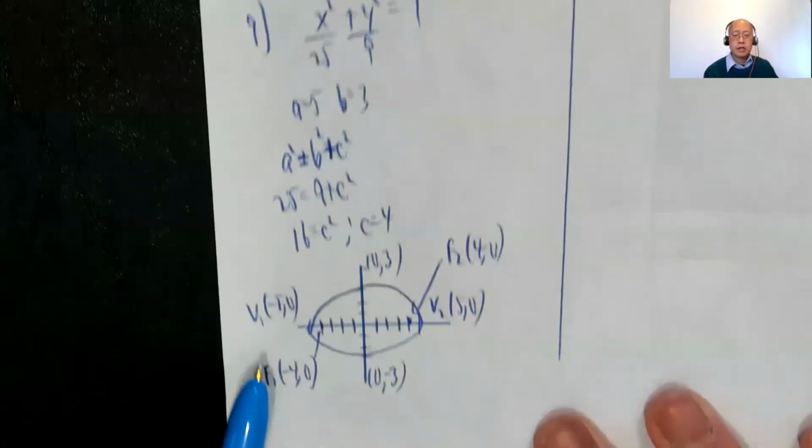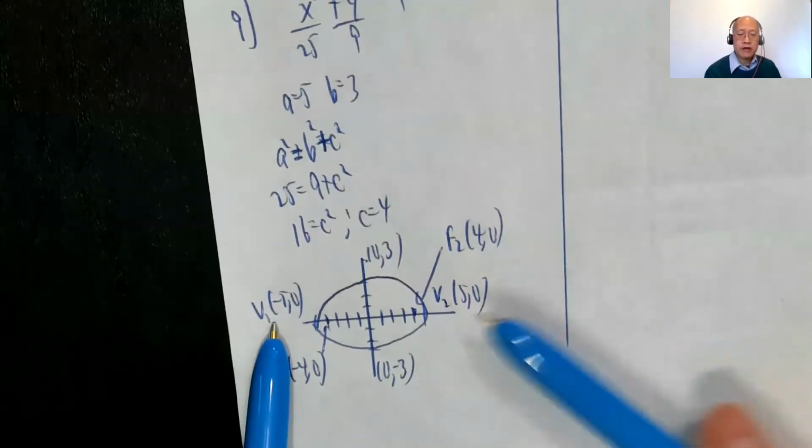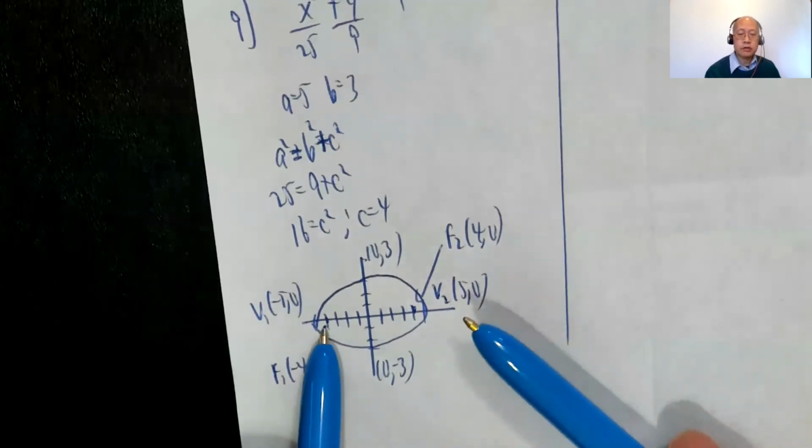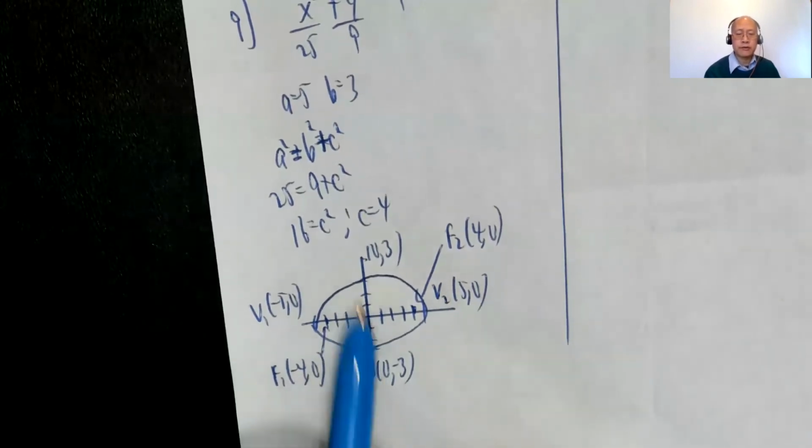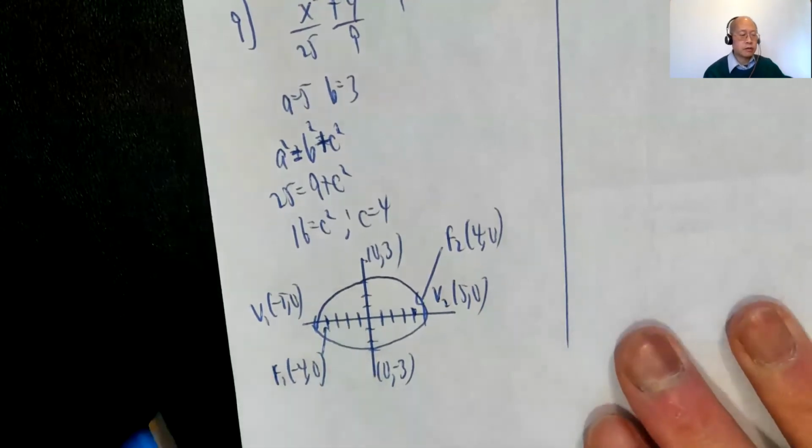That's the focal distance. So vertices are at negative 5, 0, and 5, 0. Foci at negative 4, 0, and 4, 0. These points, which don't have any special name, are at 0, 3, and 0, negative 3.